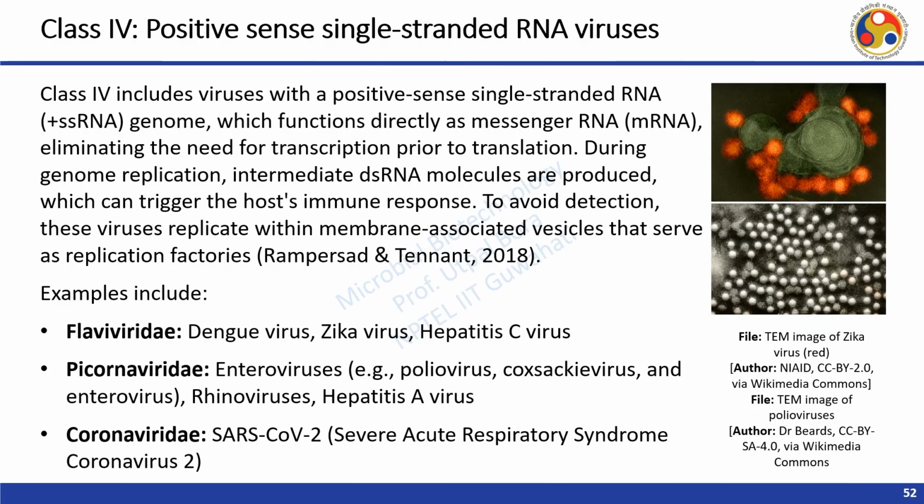So, some of the examples include Flaviviridae, which causes for example dengue, Zika and hepatitis C, then Picornaviridae, enteroviruses, and then rhinoviruses, hepatitis A virus, then Coronaviridae, which caused the recent pandemic, SARS-CoV-2. So, here you can see the TEM image of Zika virus on the top, and then we can see the TEM image of polioviruses on the bottom.